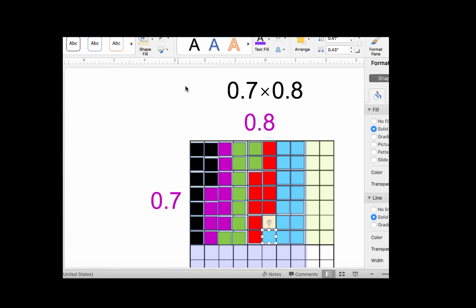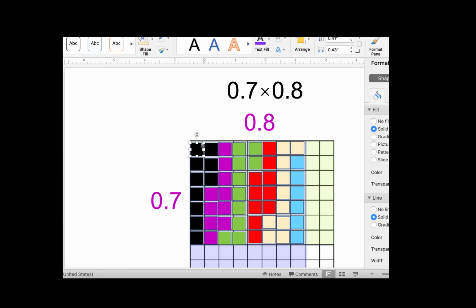1, 2, 3, 4, 5, 6, 7, 8, 9, and 10. Okay, so each one of my colors here is going to represent a tenth.